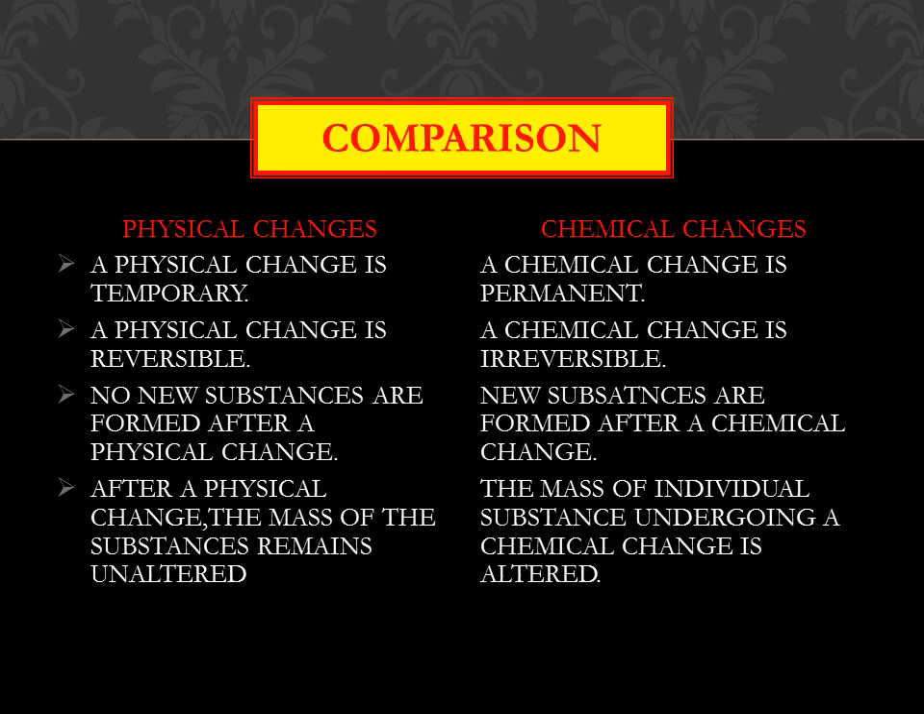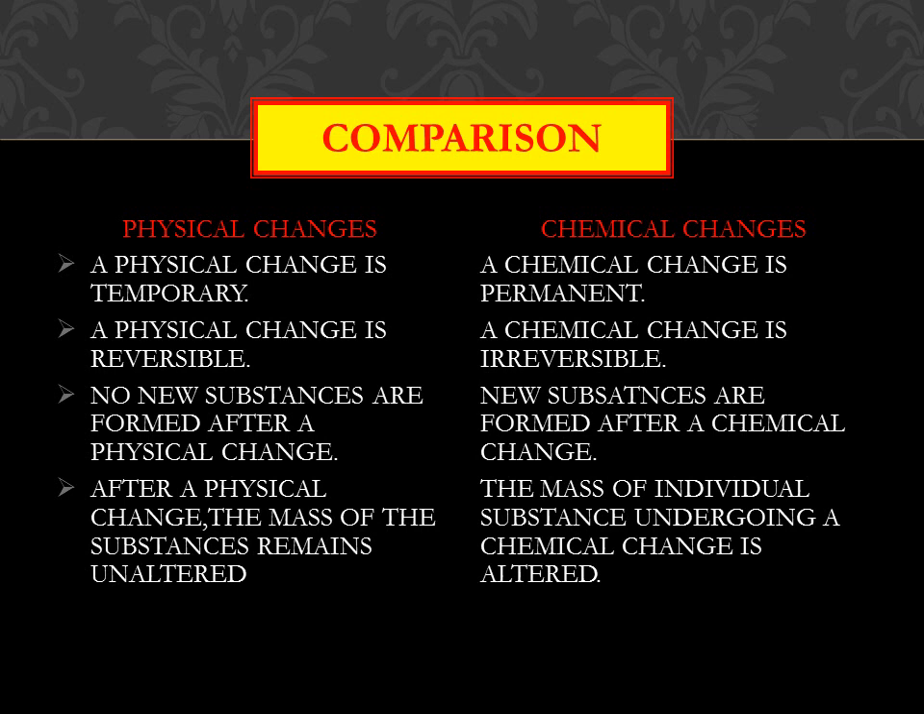Moving on to the next slide, there is a comparison between physical and chemical changes. A physical change is temporary in nature. A chemical change is permanent in nature. Temporary means it remains for a short span of time and can again change to the original conditions. A chemical change, once it has occurred, cannot be reversed. That means it is permanent in nature. A physical change is reversible, a chemical change is irreversible.